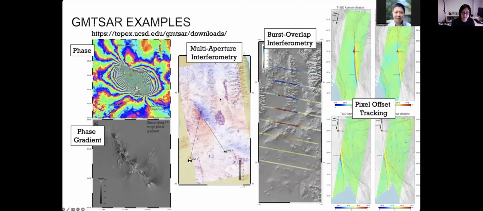You could also run burst overlap interferometry by getting all the double difference phase from the burst overlap area using the TOPS data. This is again for the Ridgecrest earthquakes. You may also run pixel offset tracking using the GMTSAR software. This is a pretty recent event, the big earthquake in Myanmar. These use the TOPS data running cross correlation, and you can get all these offsets from the faults.